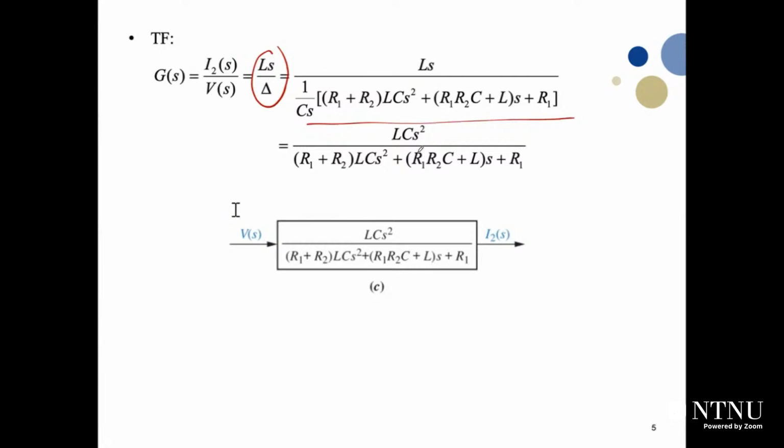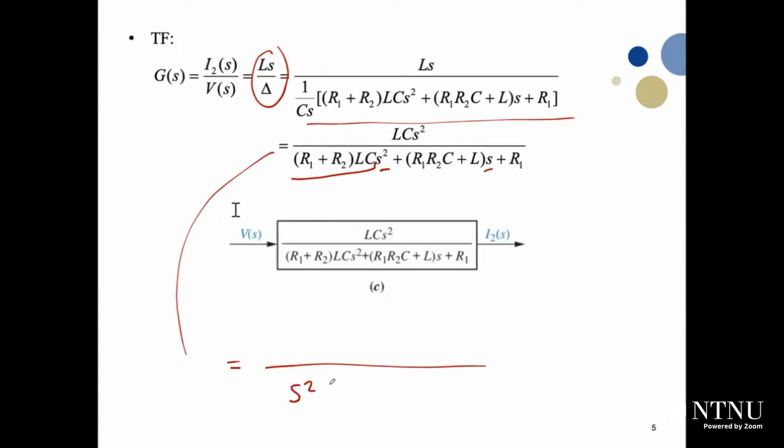Just try to arrange it to make it look beautiful. This is the coefficient of S squared. This is the coefficient of S, and this is a real part here, or scalar. So you can divide maybe by that part to make it look more beautiful. So I can write it like this one.